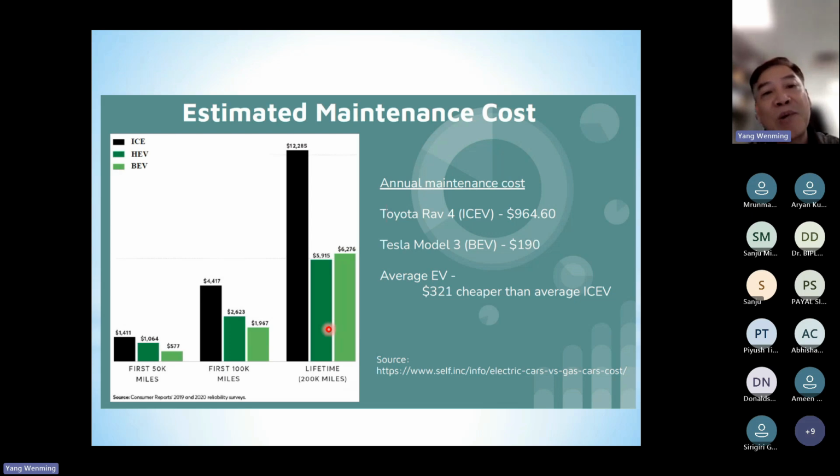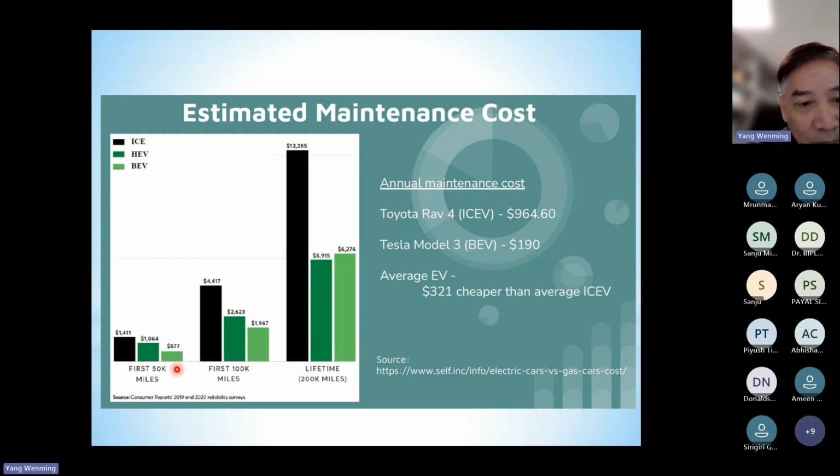So the next one is the estimated maintenance cost. Because we know the capital cost is the major cost. However, the second one is the operating cost, the fuel cost for example, and the maintenance cost. So we should take all these costs into consideration when you evaluate the overall performance of the different vehicles.